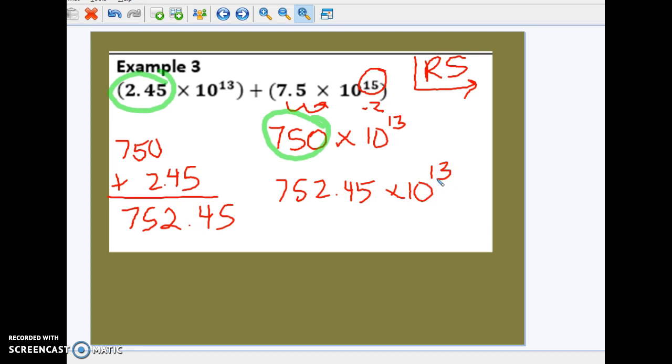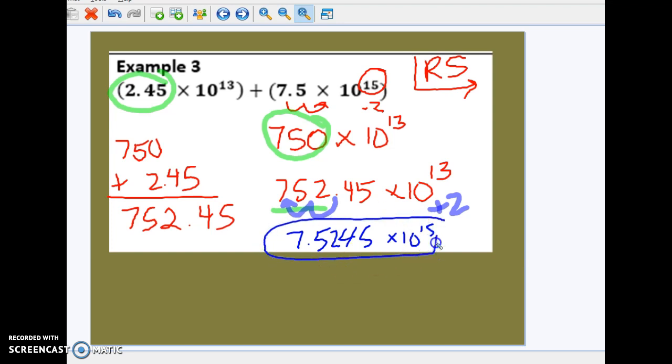Now what you might notice here is I have something that's not written in scientific notation. I have 3 digits to the left. So in order to get this back into scientific notation, I have to move my decimal 1, 2 spots to the left. And LARS tells me that if I move it to the left, I have to add. So then I would come back and I would add two numbers to my exponent. So then that would end up giving me an answer of 7.5245 times 10 to the 15th power.